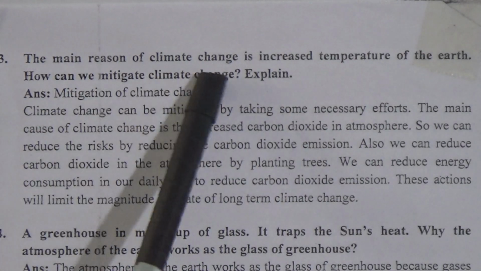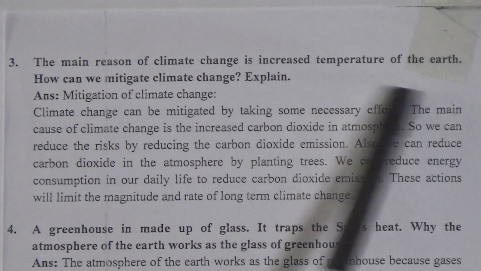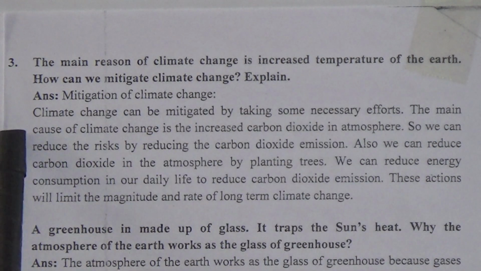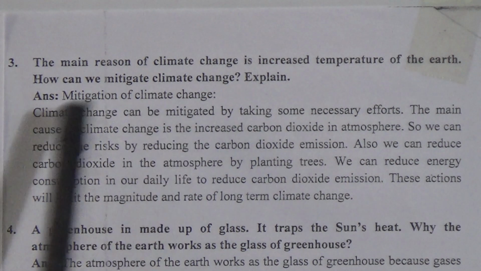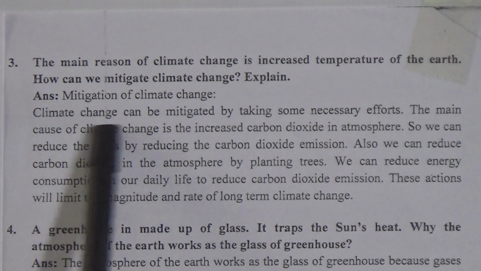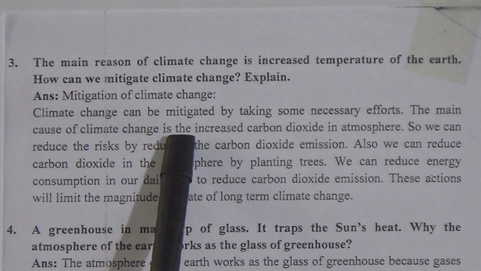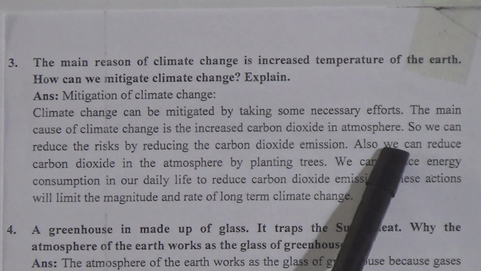Now come to next question, and this is: the main reason of climate change is increased temperature of Earth. How can we mitigate climate change? Explain. The answer is: mitigation of climate change. Climate change can be mitigated by taking some necessary efforts. The main cause of climate change is the increased carbon dioxide in atmosphere.